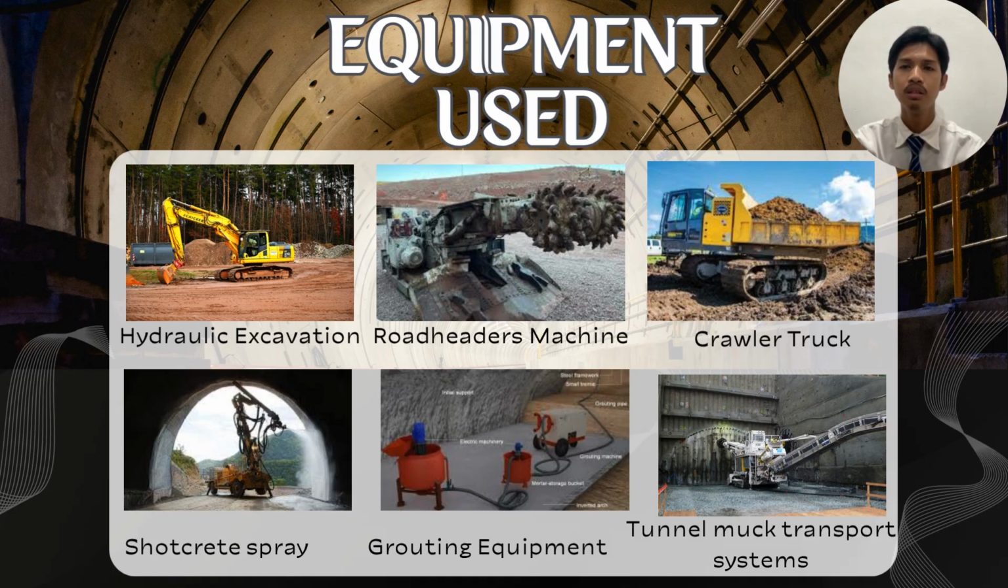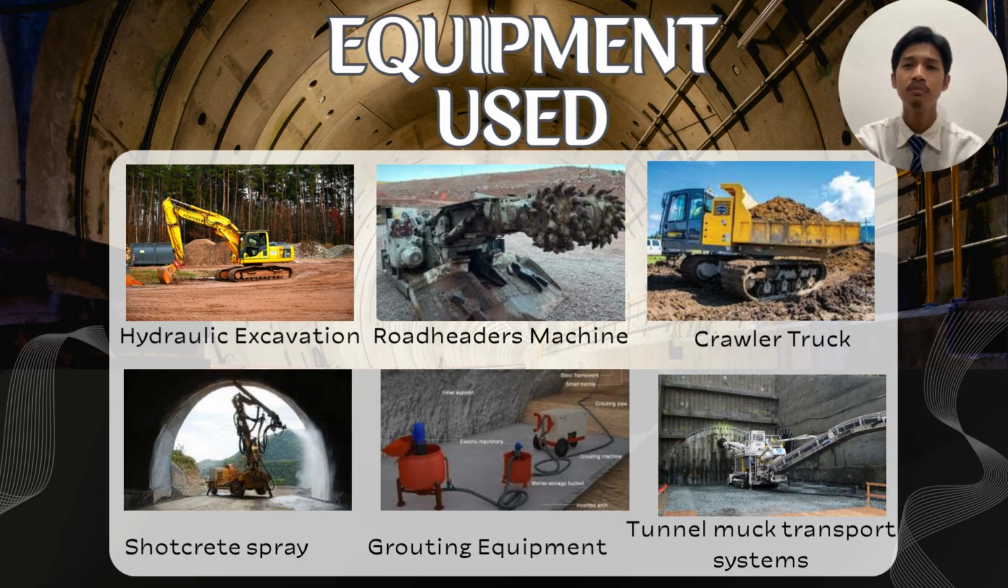And the third one is the crawler truck, which carries the excavated material out of the tunnel. It moves easily on good ground inside the tunnel. And then after digging, shotcrete spray machines are used to spray concrete on the tunnel walls for support and safety. And grouting equipment is used to fill gaps and stop water from coming in. This is important in areas with limestone or loose ground.